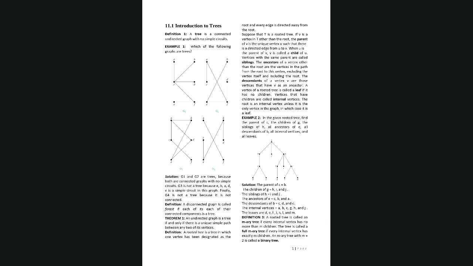If it is full, it means all internal vertices have exactly the same number of children. A full 5-ary tree means all internal vertices have exactly five children. If m is equal to 2, then it is called a binary tree.